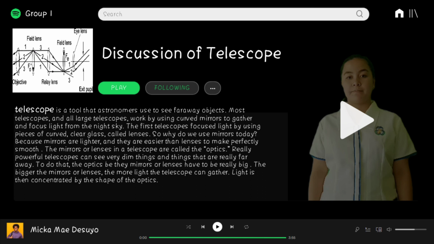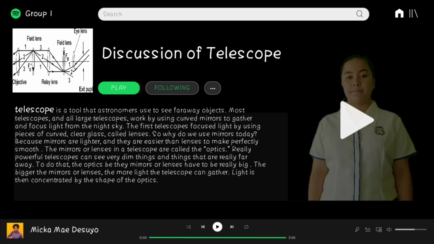Discussion of telescope. A telescope is a tool that astronomers use to see faraway objects. Most telescopes, and all larger telescopes, work by using a curved mirror to gather and focus light from the night sky. The first telescope focused light by using pieces of curved, clear glass called lenses. So why do we use mirrors today? Because mirrors are lighter and easier than lenses to make perfectly smooth. The mirrors or lenses in a telescope are called optics.